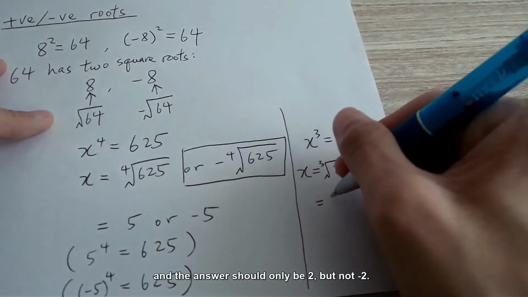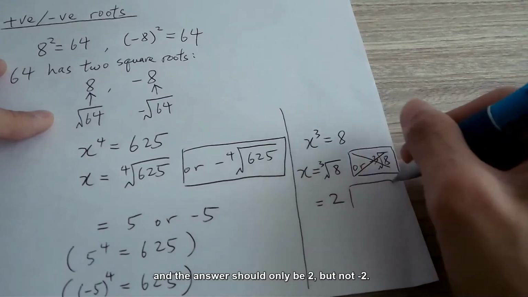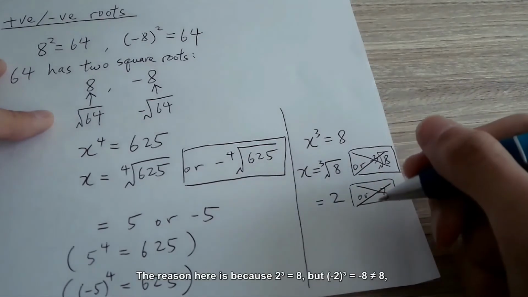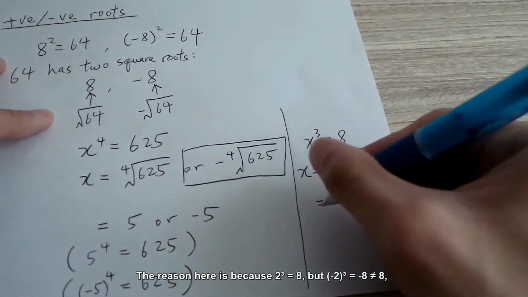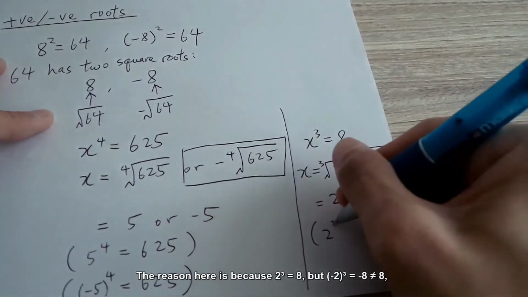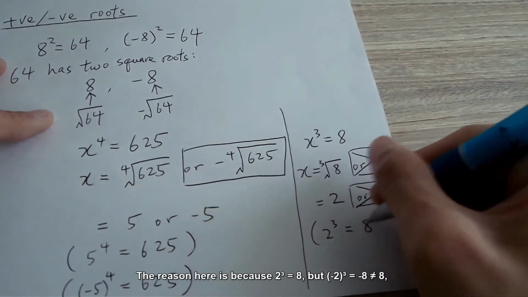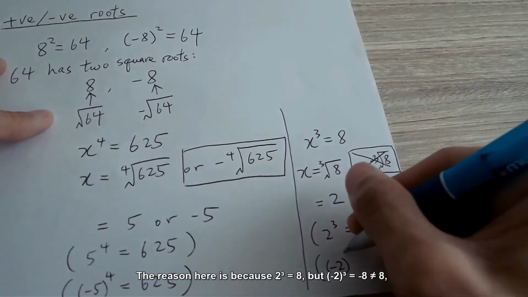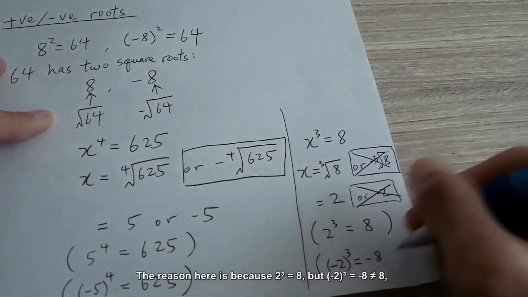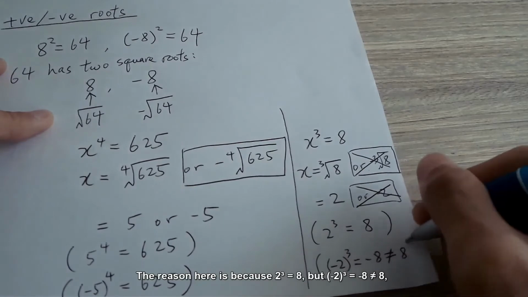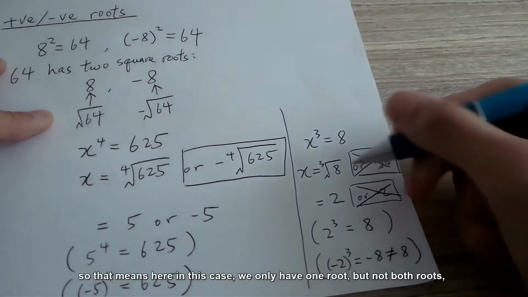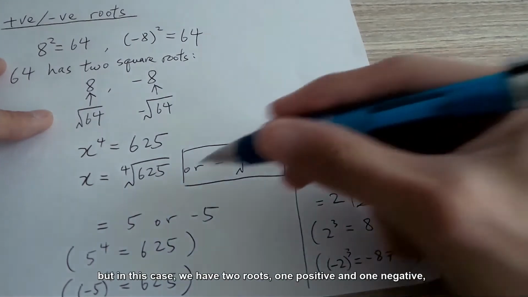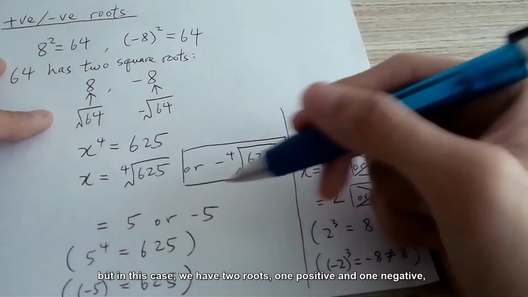And the answer should only be 2, but not minus 2. The reason here is because 2 to the power 3 is equal to 8. But minus 2 to the power 3 is equal to minus 8, which is not the value 8. So that means here in this case we only have one root, but not both roots. But in this case we have two roots, one positive and one negative.